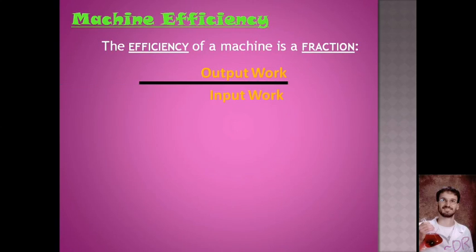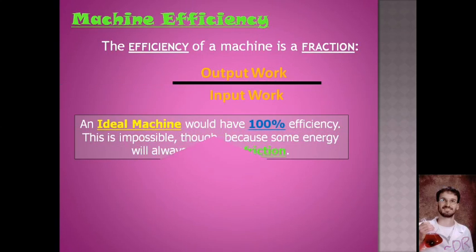Efficiency is the last thing that we need to discuss before we start actually talking about machines. So efficiency is represented as a fraction. We have output work, and that's how much work the machine puts out. So you put a certain amount of work into the machine, then the machine does a certain amount of work. Well, the amount of work that you put in goes on the bottom of the fraction. The amount of work you get out goes on the top of the fraction, which would mean an ideal machine.